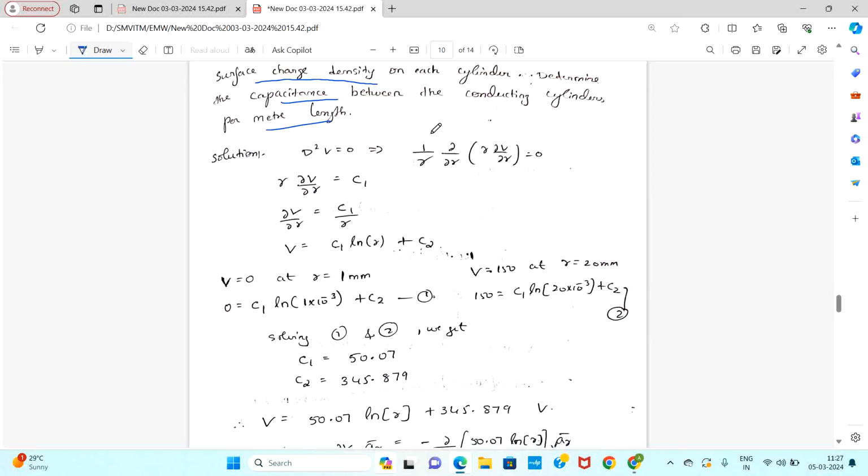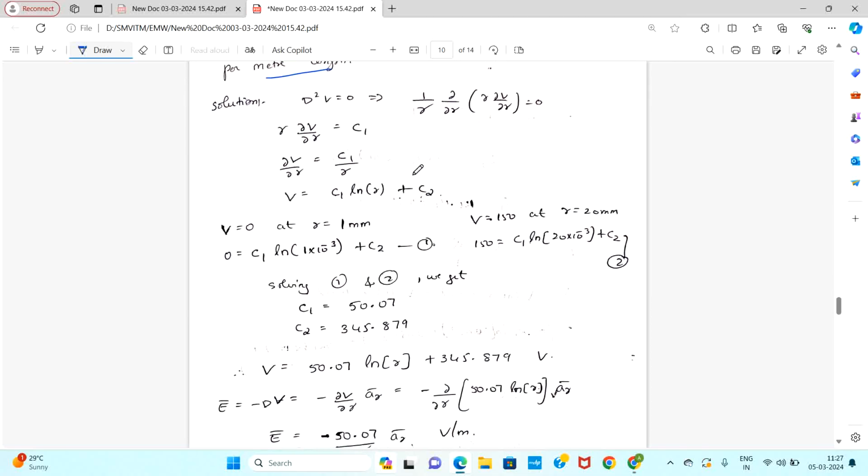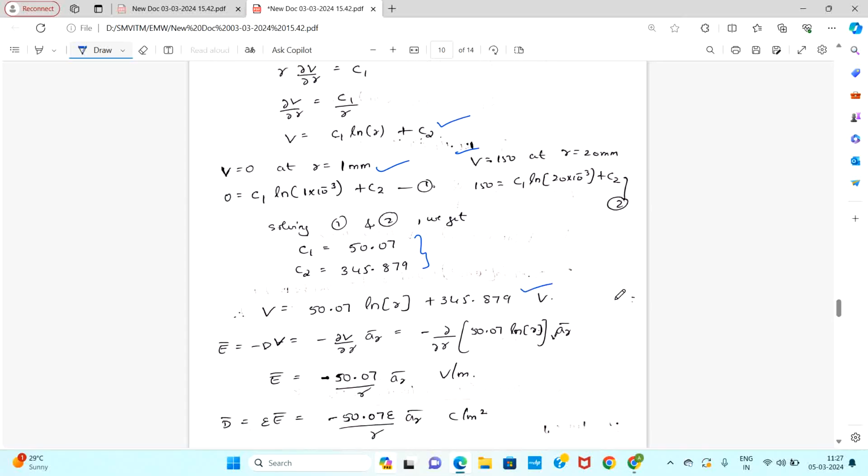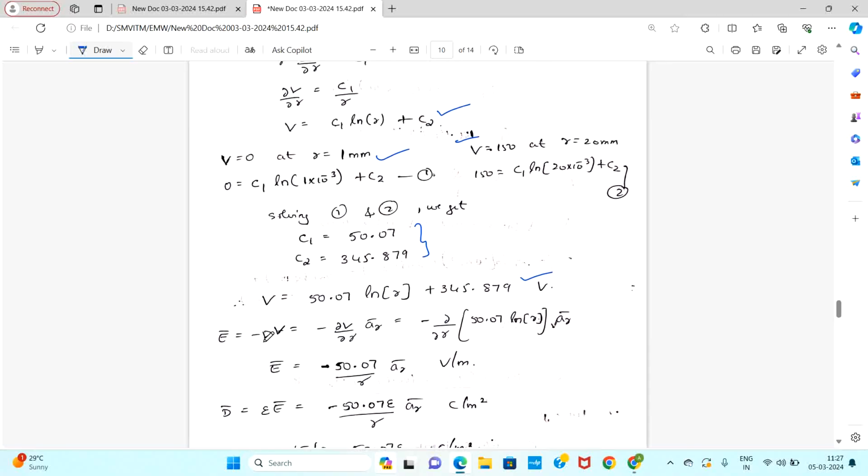Okay. So again, start off with the del square V Laplace equation for the cylindrical coordinate system in the R direction. Use boundary conditions. Find C1 and C2. Substitute them back in the main equation to get the potential. From potential, next is electric field intensity, minus del V. On substitution, you get this. And then from E, it is D, which is epsilon E. Got this equation.